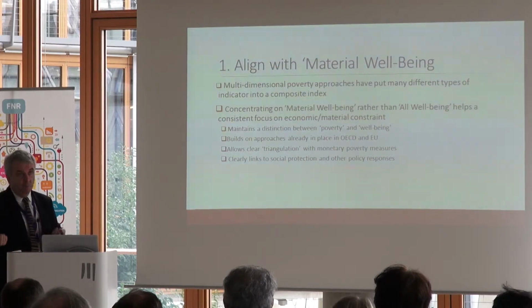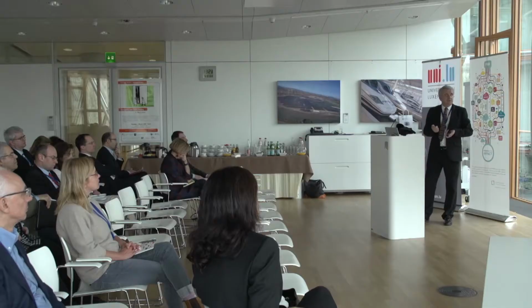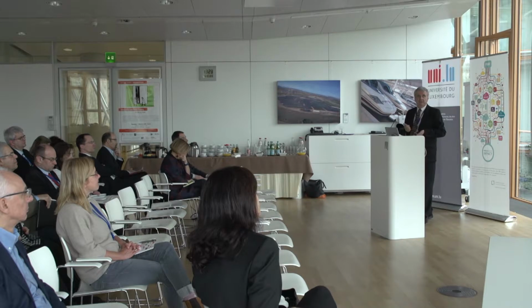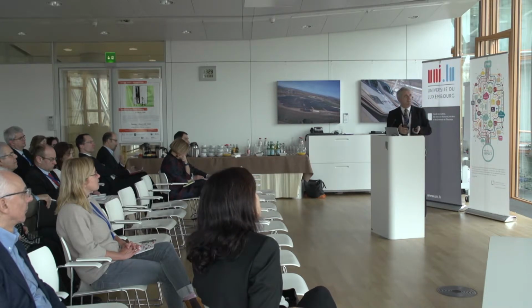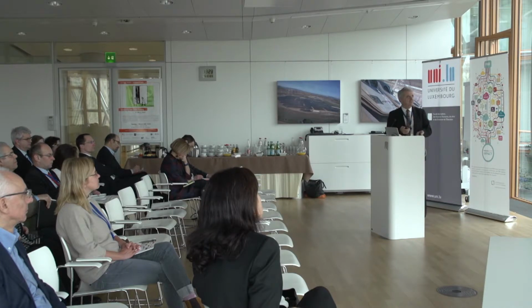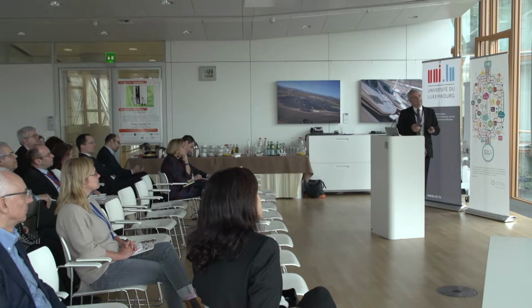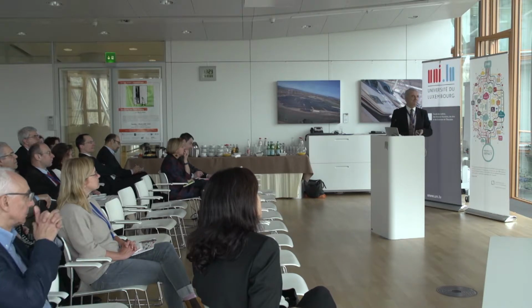I'm suggesting it would help if we did. That concentrating on material well-being rather than all well-being would help a focus on those economic and material constraints that are in the rest of the goals. So you have something which is about poverty and something which is about more general well-being, in which there are other things that you can put in.